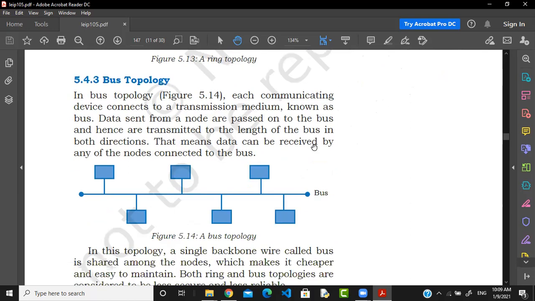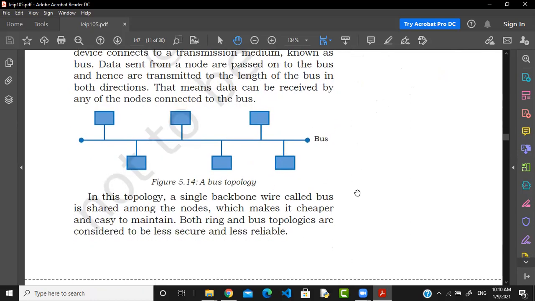Next, the bus topology. This is the most common topology, in which we use a common bus, a common wire, and all computers are connected through it. The information travels to each and every computer. So this is a less secure topology, and less reliable also.